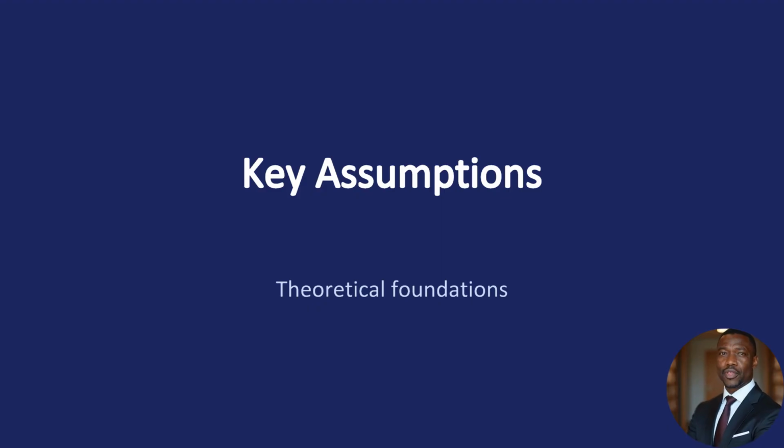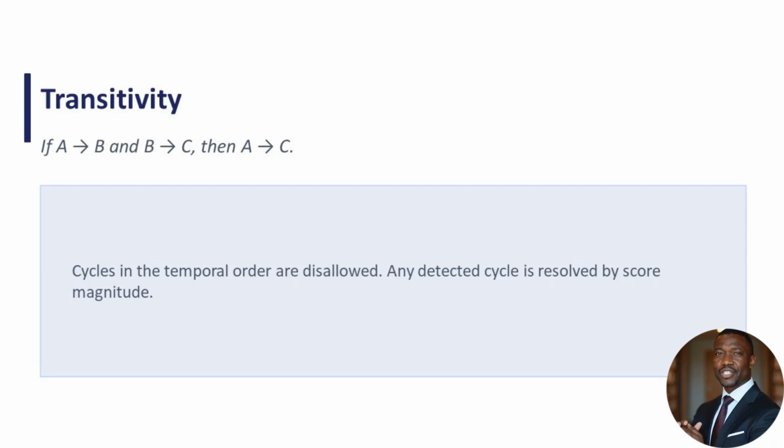Every statistical algorithm rests on a set of structural assumptions. Understanding these assumptions is essential for knowing when DEMI's temporal ordering is reliable and when it might need additional validation. This section covers the 3 key theoretical foundations underlying step 1. The first assumption is transitivity.